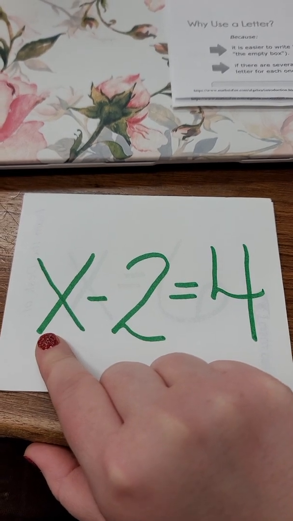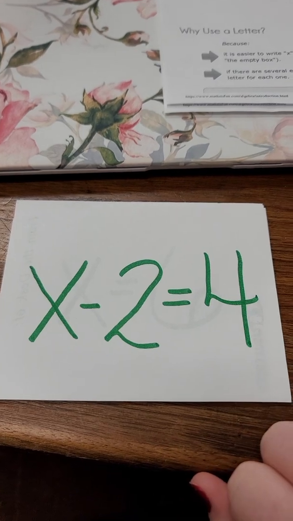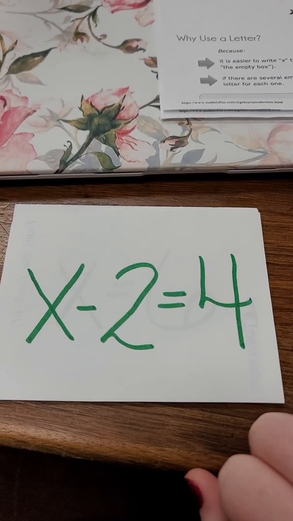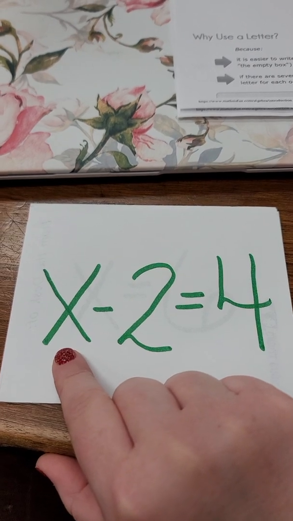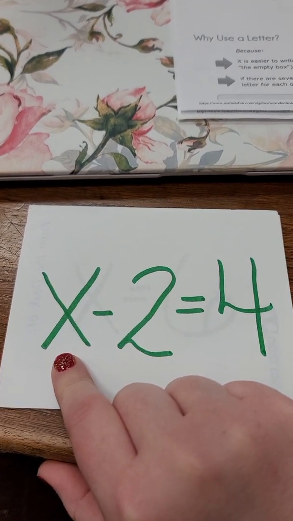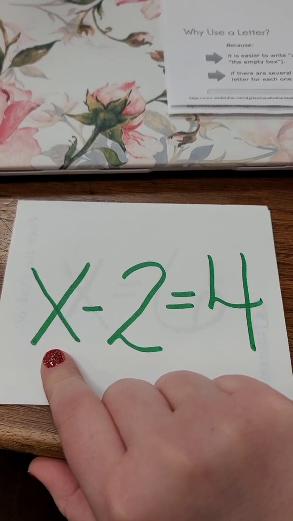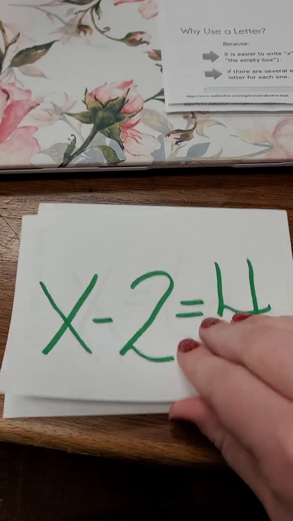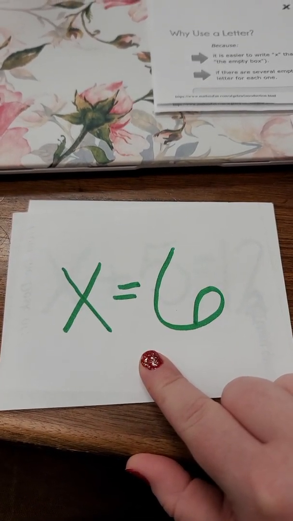And then we would have X minus 2 equals 4. It is really that simple. The letter, in this case X, just means we don't know this yet, and is often called the unknown or the variable. And when we solve it, we would write X equals 6.